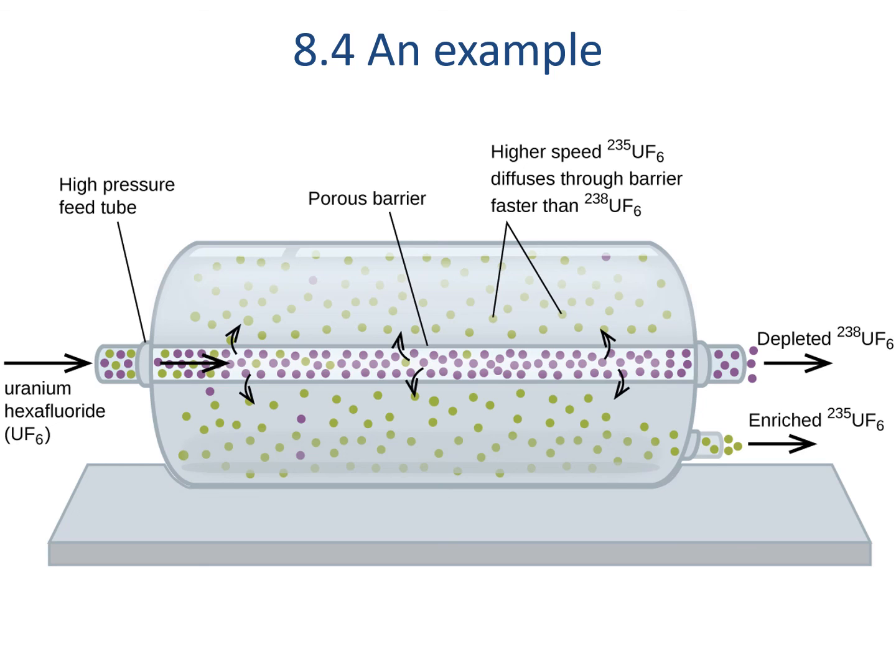While this technology continues to be used to enrich uranium, it's gradually being replaced by centrifuges that take advantage of small differences in those gas densities. They also require cascades of centrifuges, but require much less energy to operate.